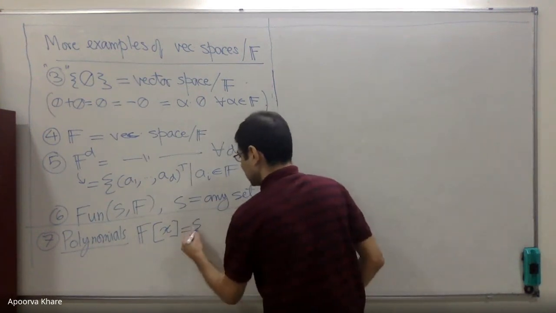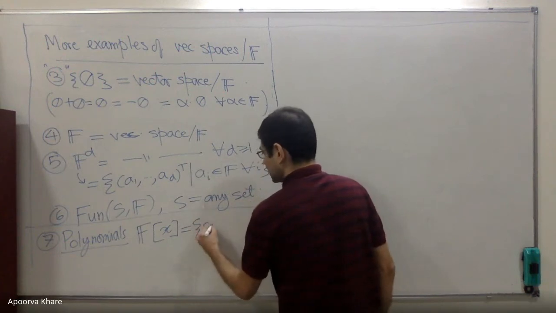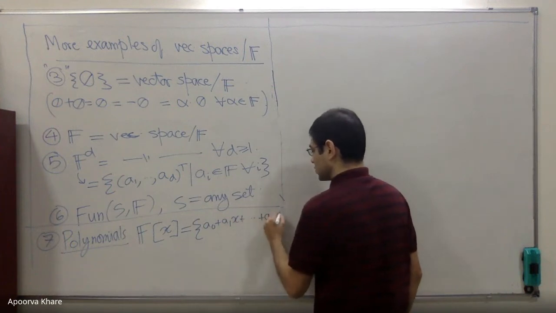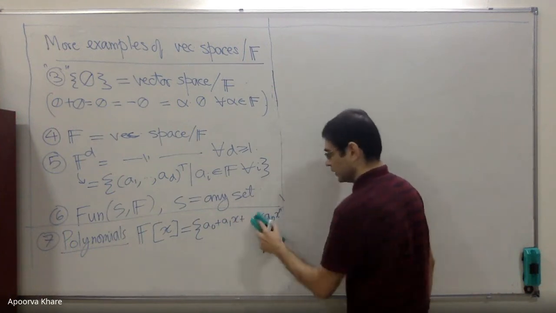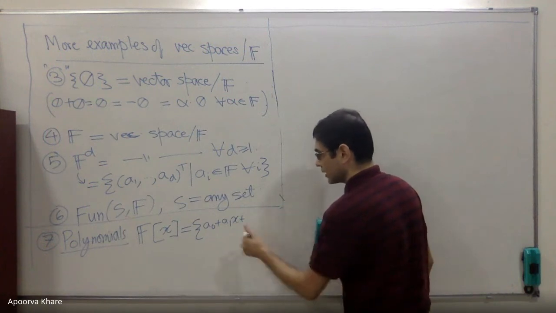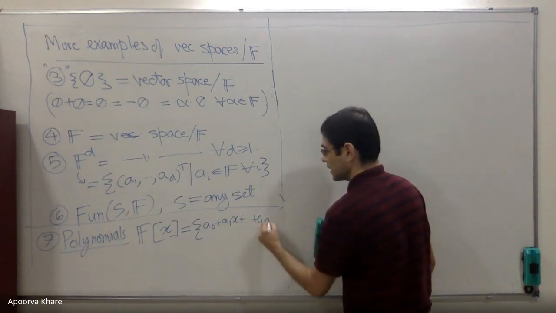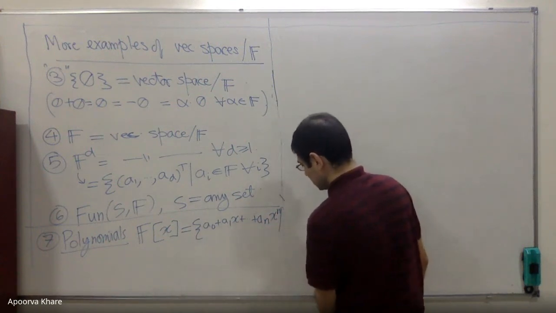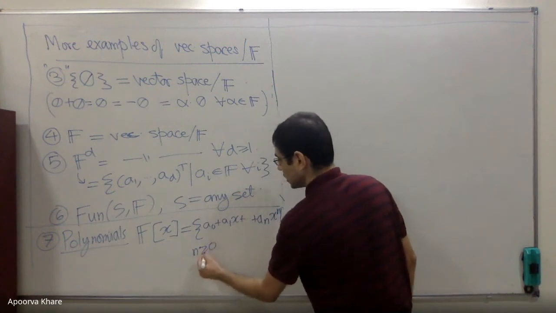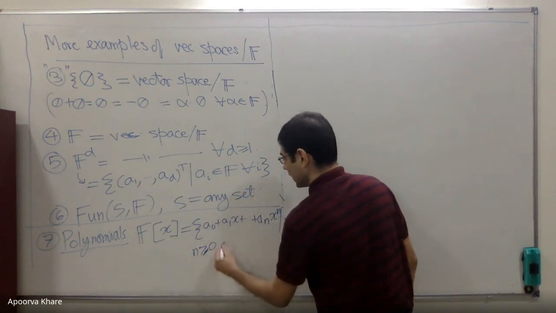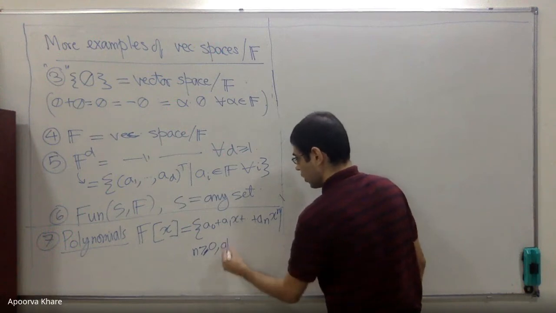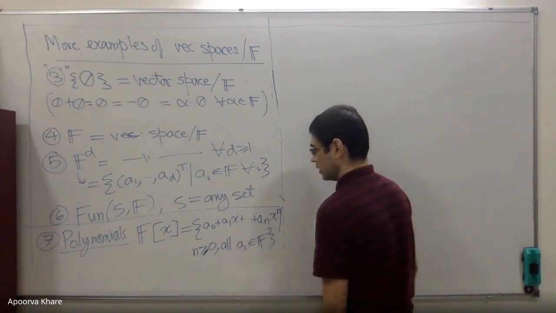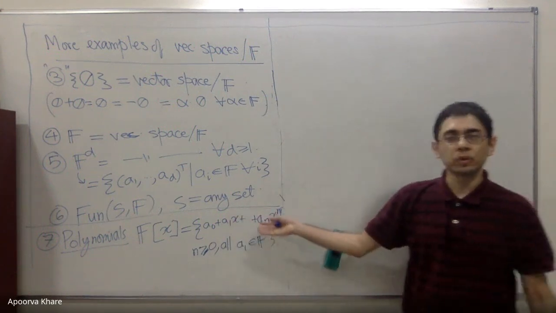This is a collection of a0 plus a1x plus dot dot dot plus an x to the n, such that, first of all, n is bigger than or equal to 0, and a0 and all ai belong to F. I need to write this bigger, I guess, for people to look at. Okay, and what is the component-wise addition and so on?